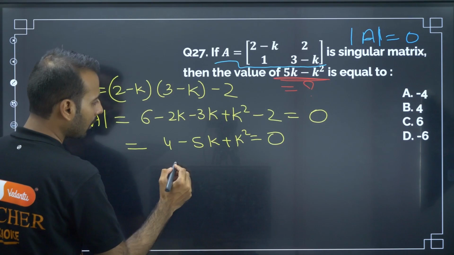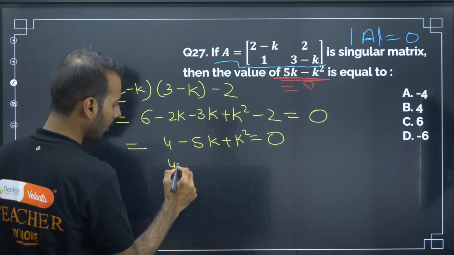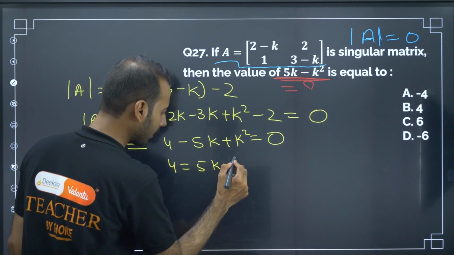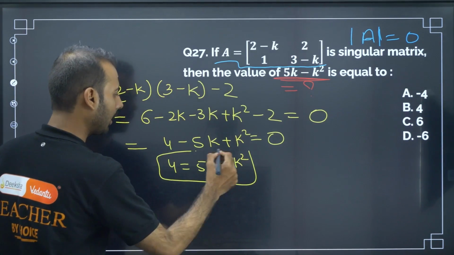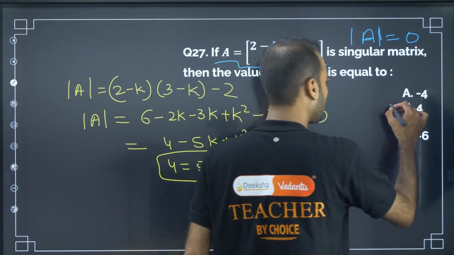Next, k square, if I transpose k square to the other side, 4 is equal to 5k minus k square. So 5k minus k square is 4. Is there any such option? 4? Yes, B is the answer for this.